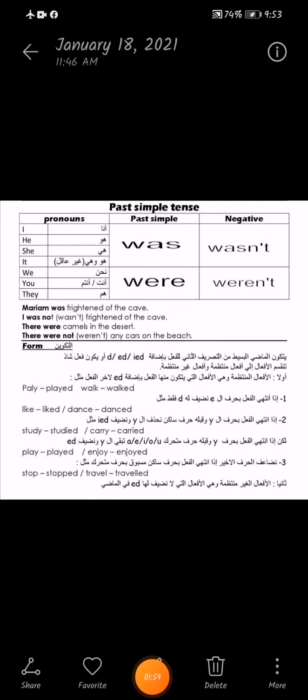Now we will talk about the past simple tense. We use the past simple tense to talk about actions that started and ended in the past.